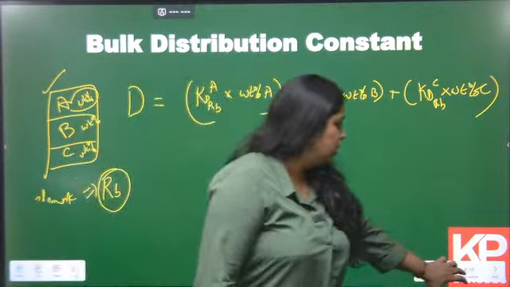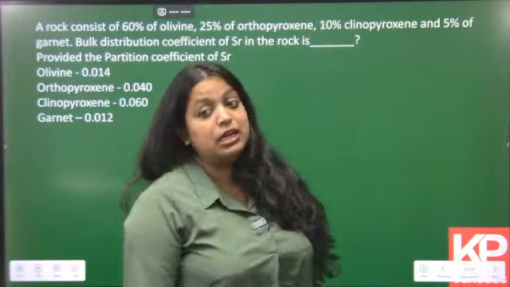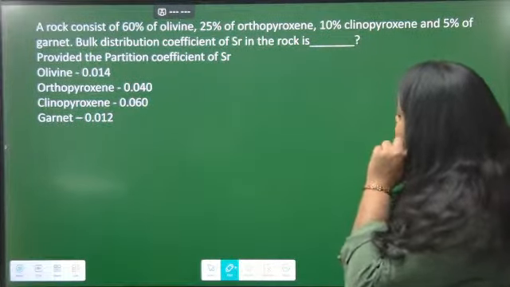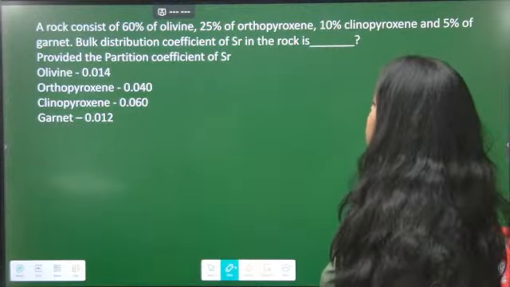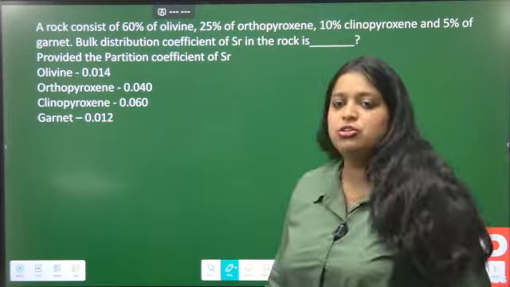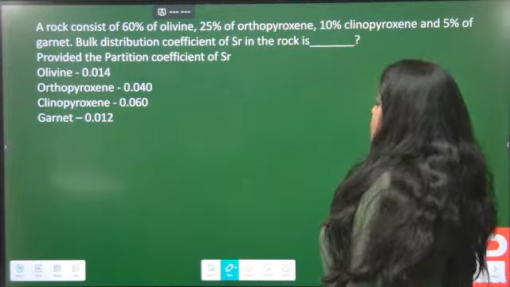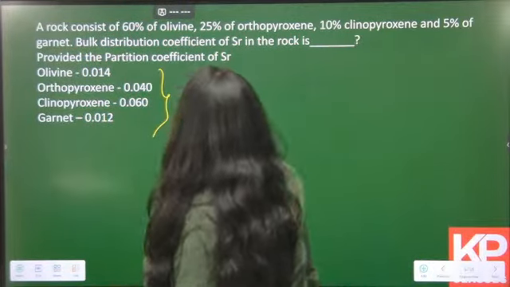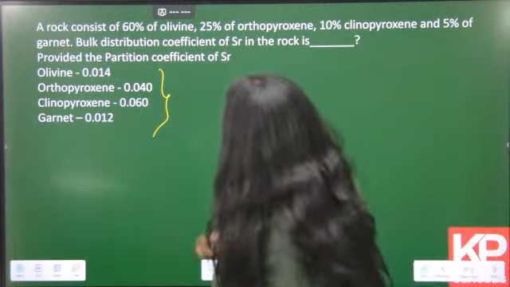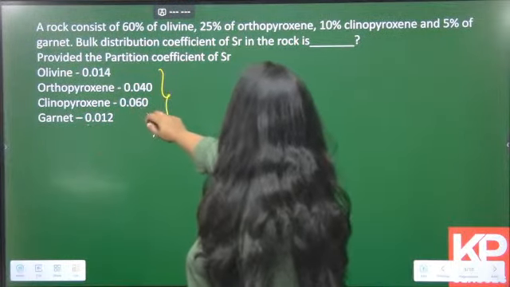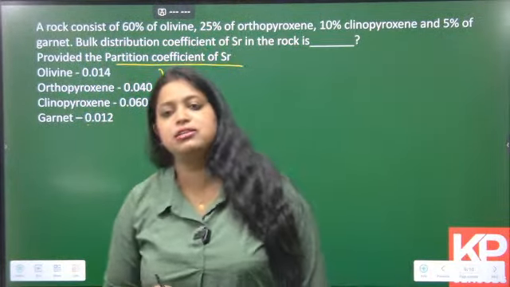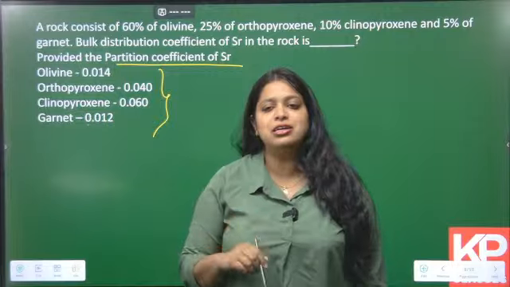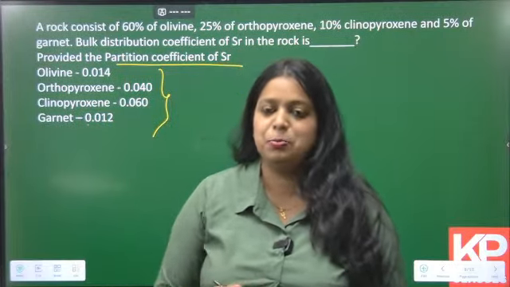For example, you can see this particular question. A rock consists of 60% olivine, 25% orthopyroxene, 10% clinopyroxene and 5% garnet. The bulk distribution coefficient of strontium in the rock is dash. They have given the weight percentages of the minerals in the rock, and the Kd values of strontium in olivine, orthopyroxene, clinopyroxene and garnet are provided. This is the partition coefficient of strontium in each mineral. We have to calculate the bulk distribution coefficient. Please find the answer and write it down in the comment section. We'll let you know whether the answer is correct or not.